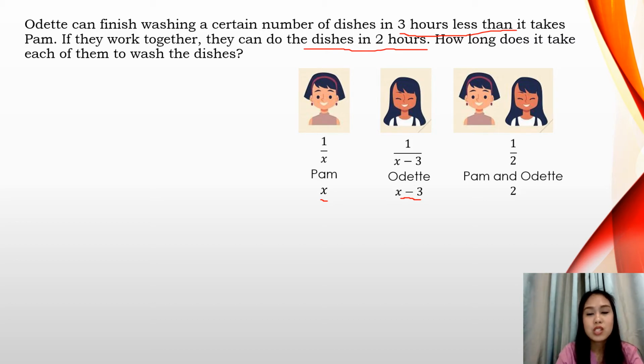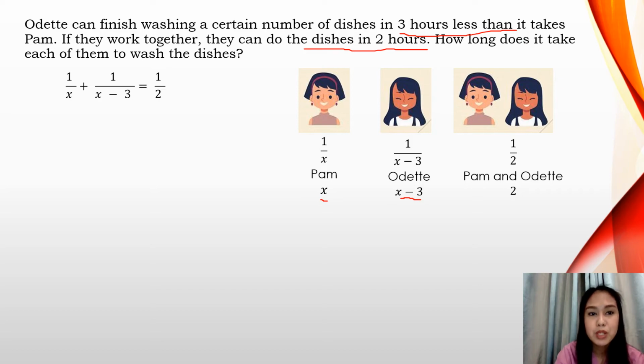Now we can use this in a mathematical equation. On the left side of the equation is the two work done represented with Pam and Odette. So that is 1 over x for Pam and 1 over x minus 3 for Odette. And that would be equal to also one work done with Pam and Odette in 2 hours.